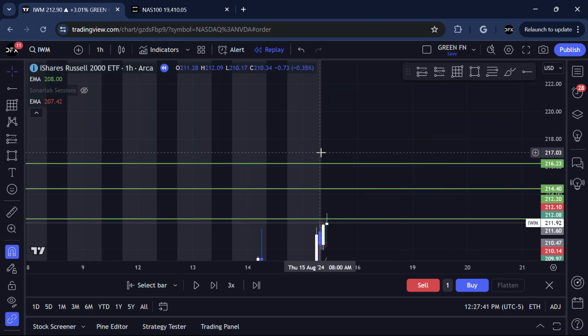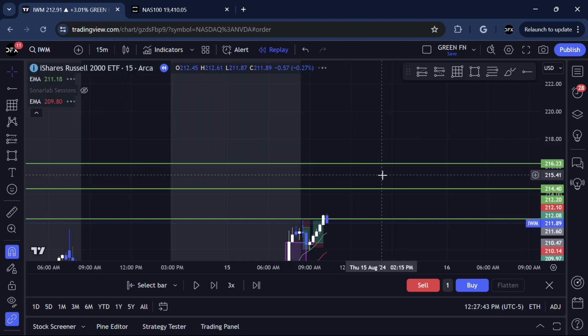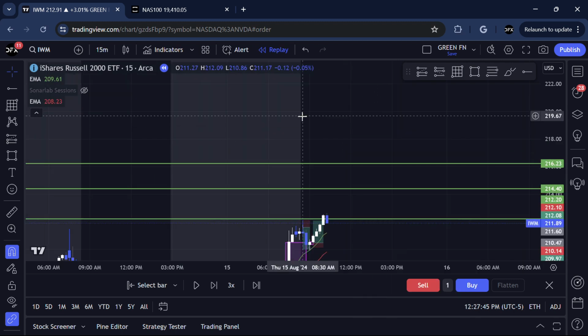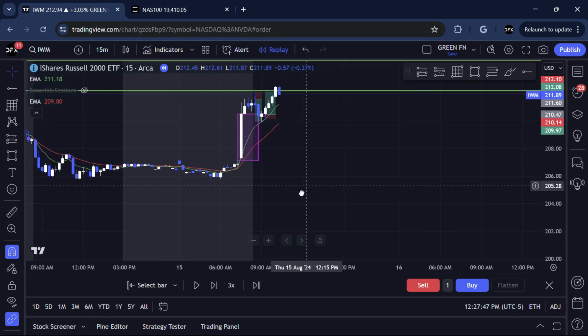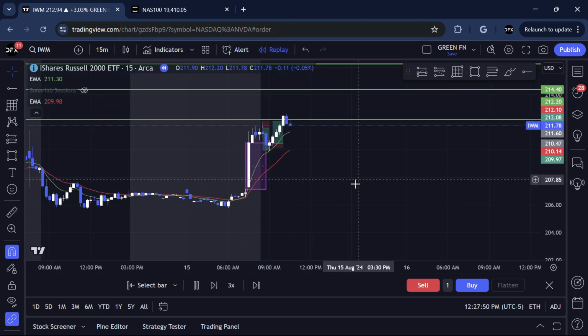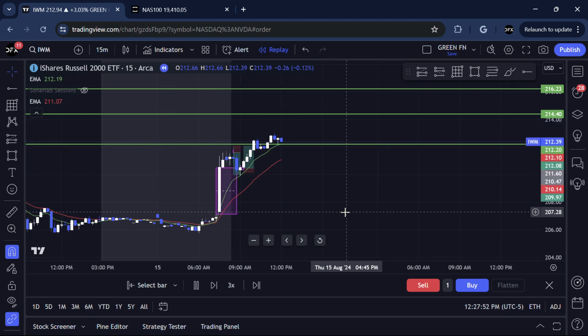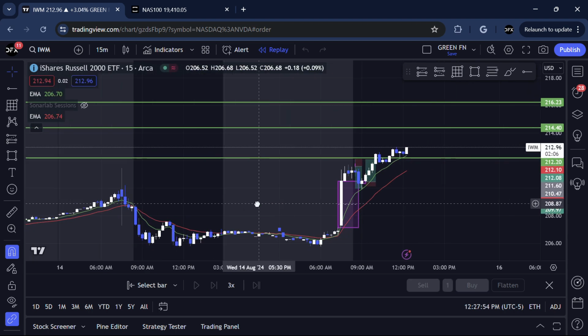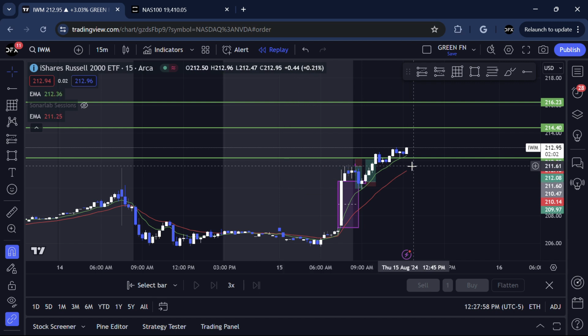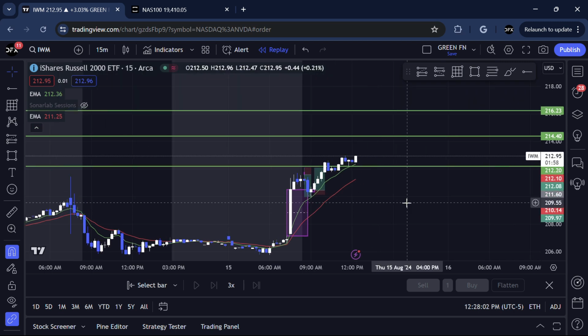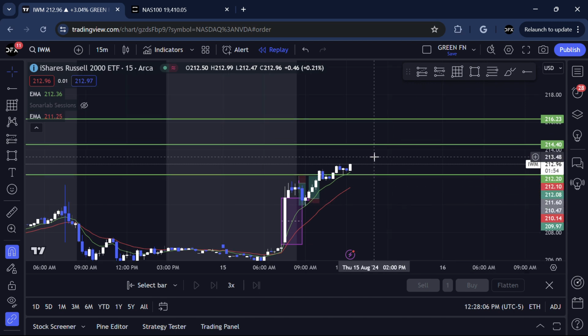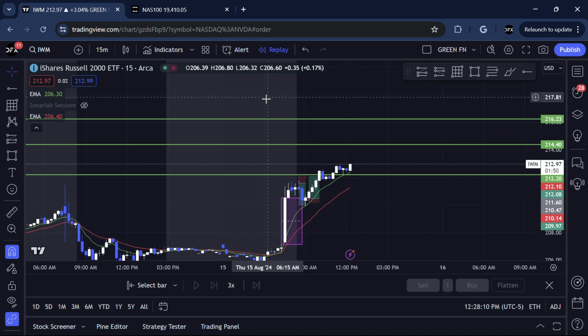So let's go back to the 15-minute time frame and see exactly what happened. That's it for today, or for now at least. As you can see, I could have kept it to go even higher, maybe even after 1:30 once the PM session comes into play. We could see a little bit more volatility in the market. But for now, that's what we're looking at.